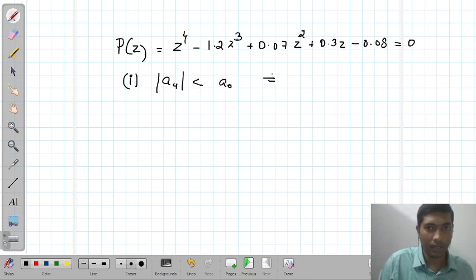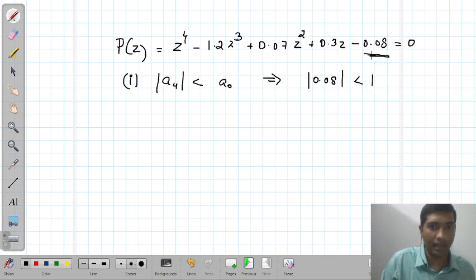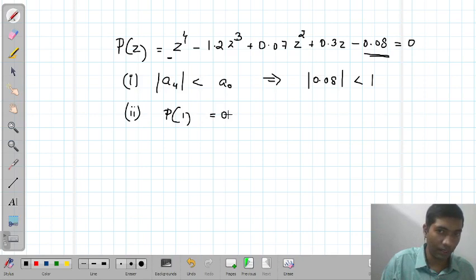Okay, so here what is A4? A4 is actually 0.08, which is in fact less than A0, which is 1. So this is A4 and the magnitude of Z raised to 4 is A0, which is 1. So the first condition is satisfied. The second condition is you need to find P of 1, and you'll see that P of 1 is 0.09, which is greater than 1. So the second condition is satisfied.